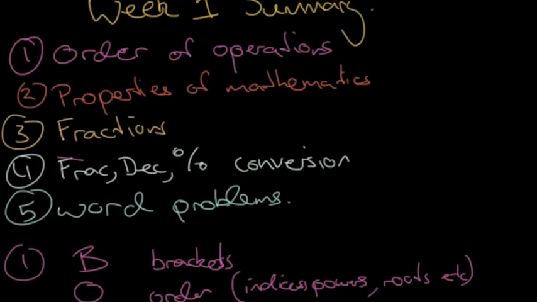Cool. Next thing, properties of mathematics. So that's 2. Properties of mathematics, basically there were just 3 terms that we wanted to look at, or 3 laws.